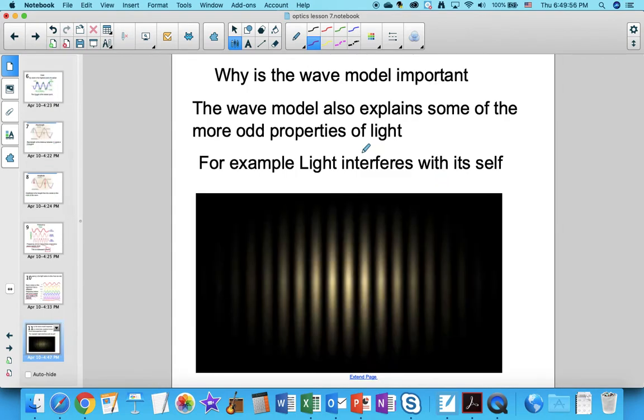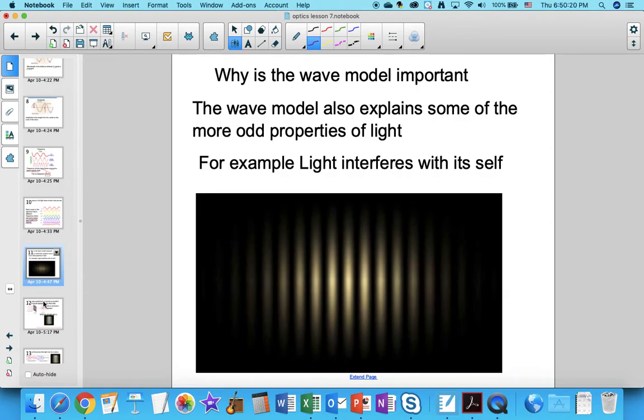Why is light a wave? Why is that important to know? Well, the wave model also explains some of the odd properties of light. For example, light can interfere with itself, right? These dark bands here, these shadows here, are because light is blocking itself. If they were particles, they wouldn't do that because they would travel in straight lines like that.